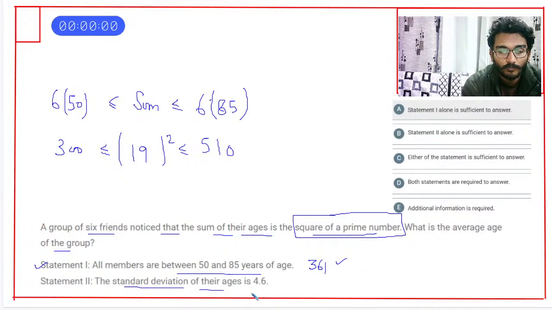The standard deviation is 4.6. Okay, we have to find the average. So we know the sum, we can find the average. The standard deviation is given. The standard deviation will tell you how much the deviation is with respect to the mean. You are not able to find the mean value.